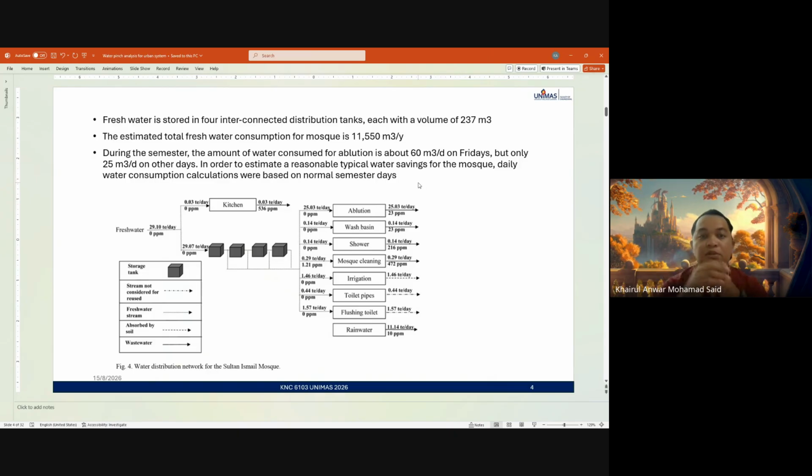It consumes the most fresh water. Fresh water here refers to the tap water, around 11,550 cubic meter of fresh water annually. A lot. Yeah. So the fresh water is stored in 4 interconnected distribution tanks.